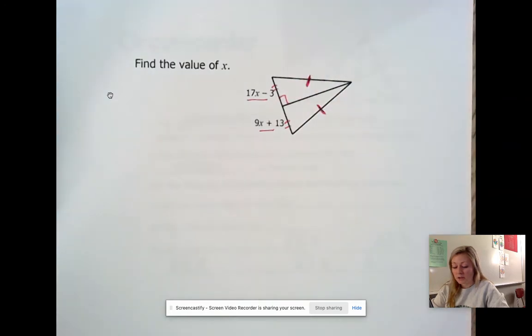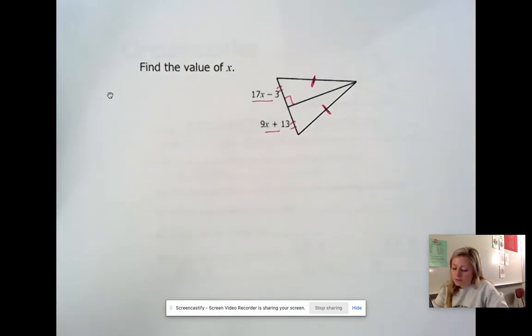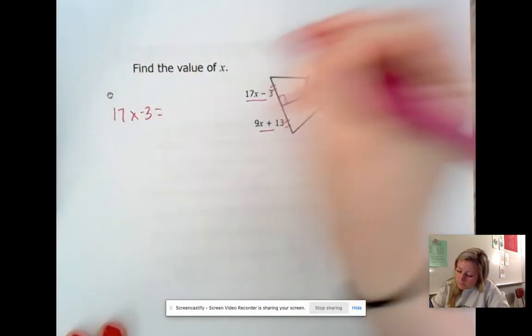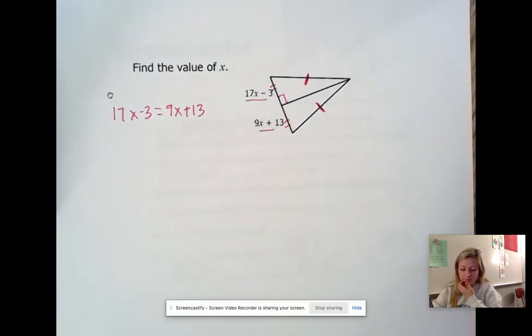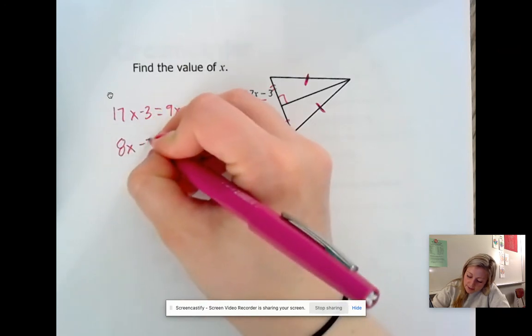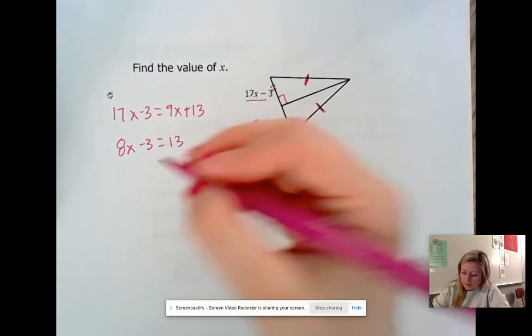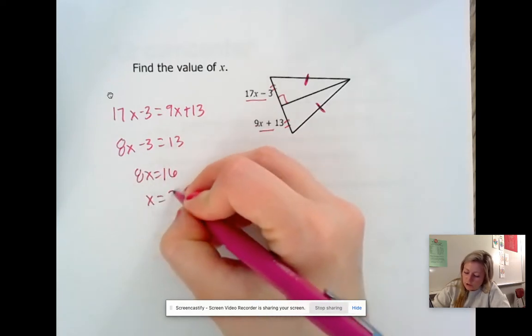Do they look like they're congruent? Yeah, I mean, just kind of eyeballing it, they do. So if you had no idea and you were taking a test, set them equal to each other and see what you get. All right, so if we move our x over, we'll get 8x minus 3 equals 13. Add the 3, 8x equals 16, x equals 2.